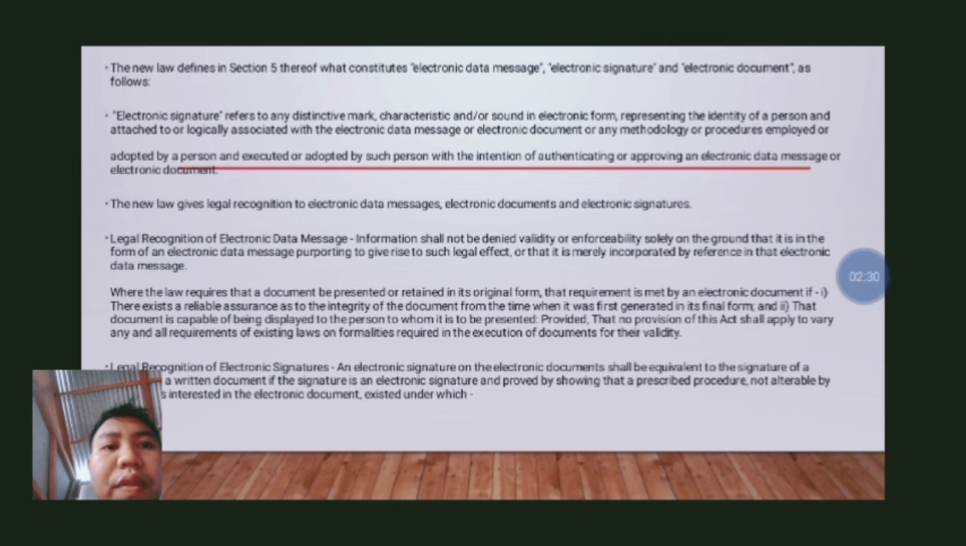Legal recognition of electronic data messages. This is the electronic data message. Information shall not be denied validity or enforceability solely on the ground that it is in the form of an electronic data message purporting to give rise to such legal effect, or that it is merely referred to in that electronic data message, when the law requires that a document be presented or retained in its original form.